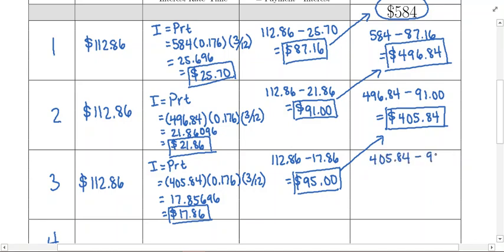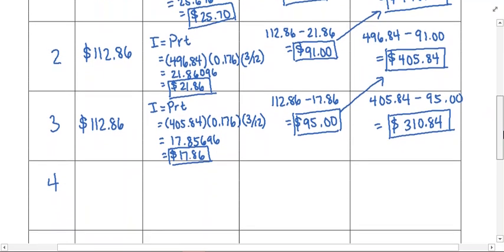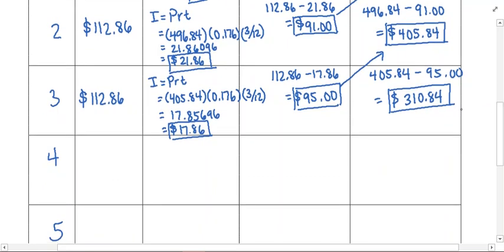So after the third payment, you still owe $405.84 minus $95. You still owe $310.84 against the $584 purchase price. All right, so we're halfway there. After 3 payments, that is your balance. Now we wait another quarter.